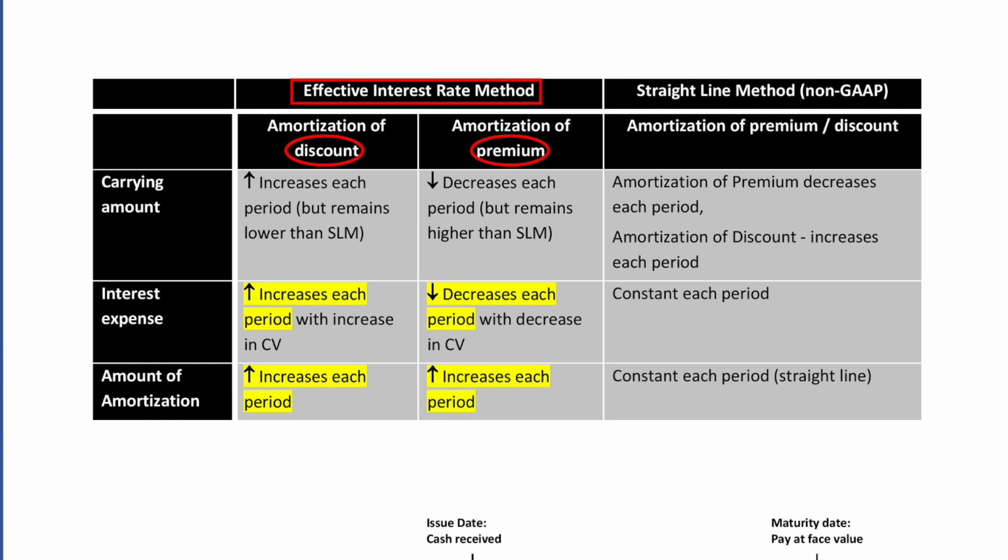Now when we're looking at the straight line method, put a box around straight line method. The interest expense, highlight constant each period. Amount of amortization, highlight constant each period or straight line.